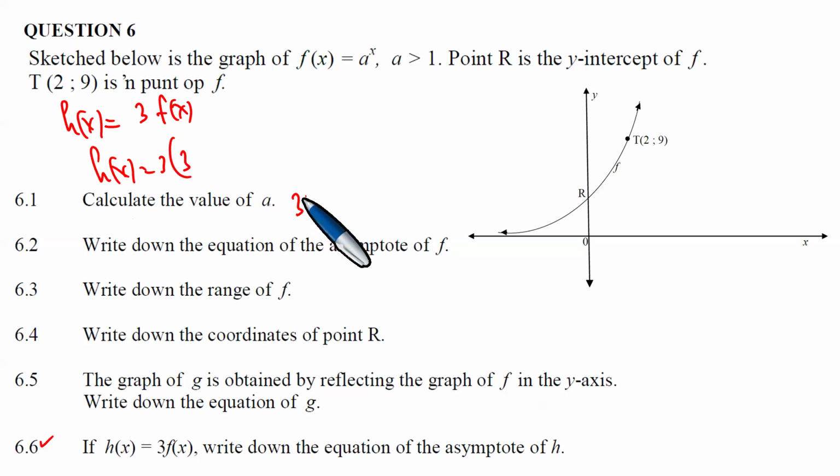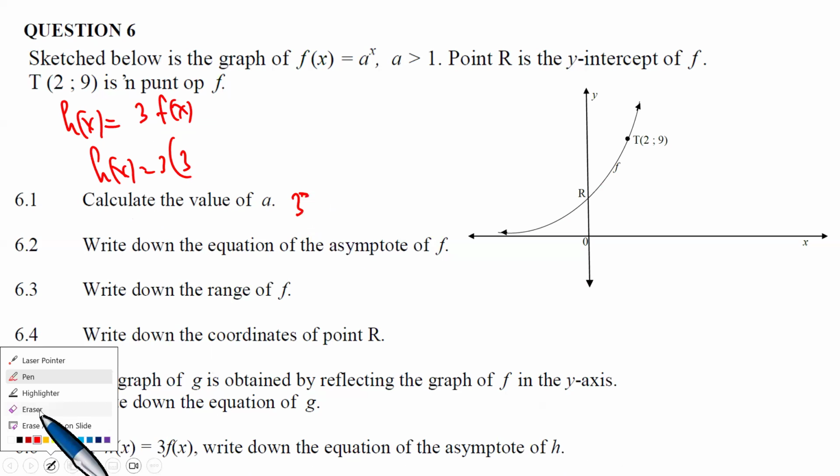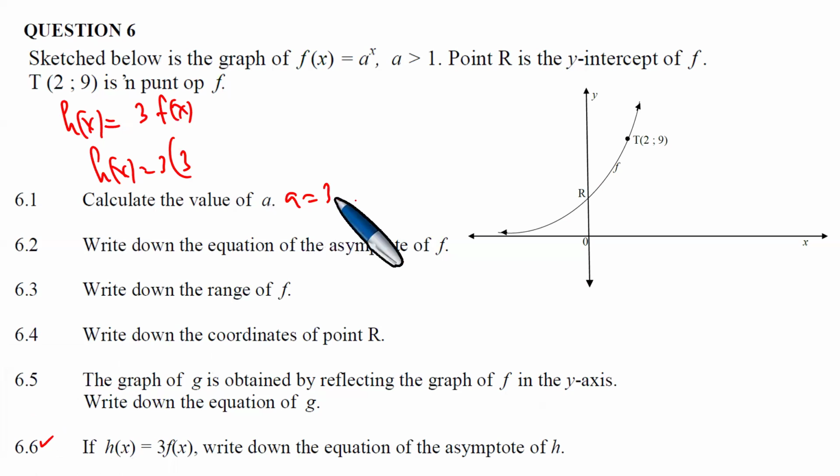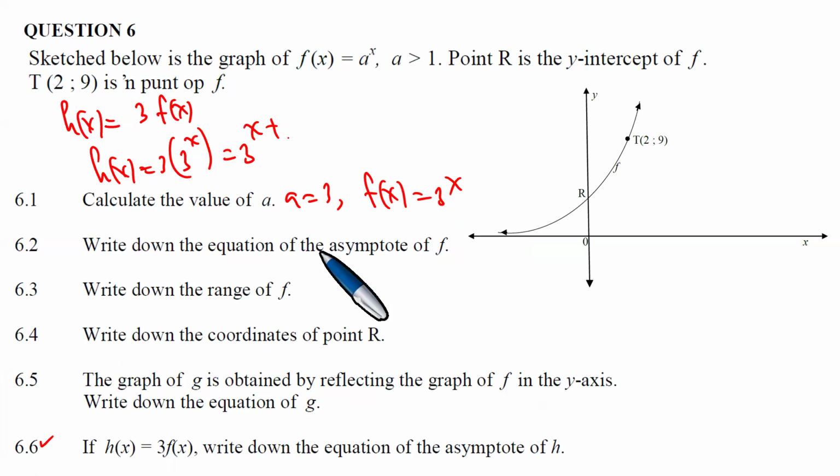And if h is 3 times f, what is f? We said that here a is the same as 3, and f of x is 3 to the power x. Now if you multiply, it is 3 times 3 to the power x, so 3 to the power x plus 1. Write down the equation of the asymptote. The question becomes, what is the asymptote of the function? If you look at this function, the asymptote is noted by the constant there.